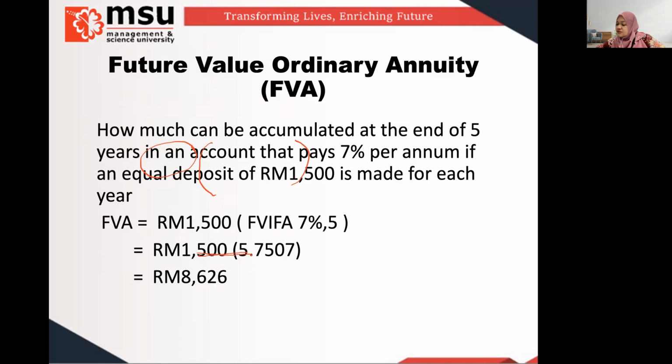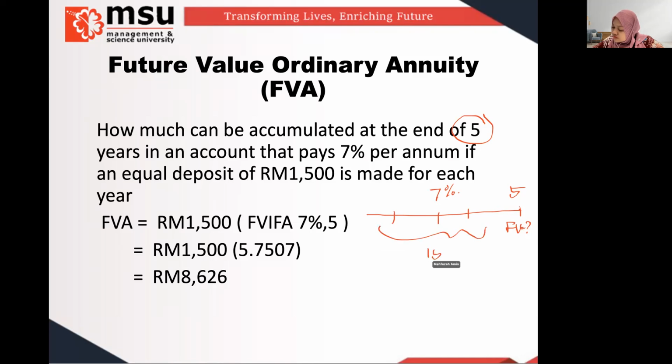So this question, how much can be accumulated at the end of 5 years? So the question asks, how much is the value at the end of 5 years in an account that pays 7% per annum of an equal deposit of 1,500. So every year for 5 years, there is a payment of 1,500. So how much is the future value?